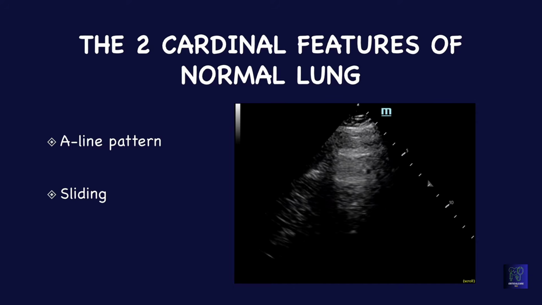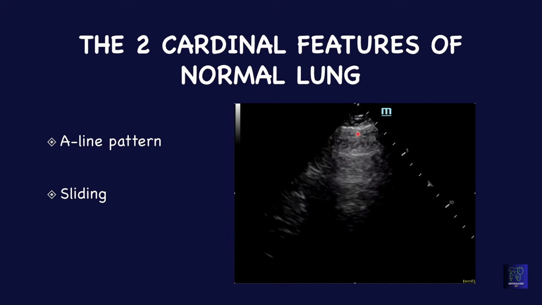The first is A-line pattern, something we saw in the previous slide. The second is lung sliding. Let's understand that. The pleura is not a single membrane. It is composed of two layers, the parietal pleura and the visceral pleura. During respiration, as the lung expands and shrinks, these two layers slide against each other, and that's basically lung sliding.